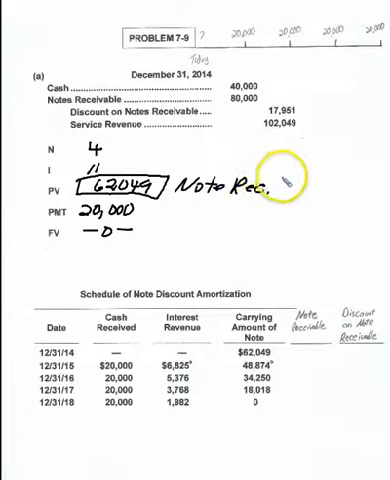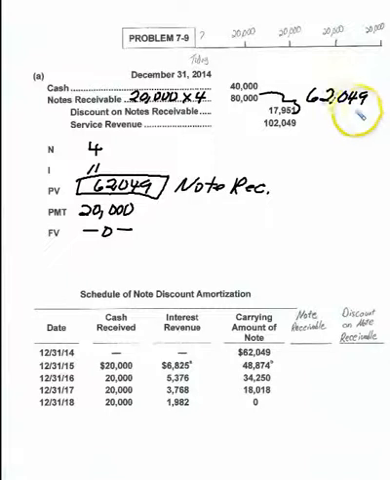Okay, so what we will do, just like we did in exercise 18, the note receivable will be the future amounts of this note. So that's going to be the $20,000 for 4 years. We're going to put the gross amount in notes receivable, and then we're going to net that, the difference, $17,951, so that we have a net amount of the note receivable, $62,049.